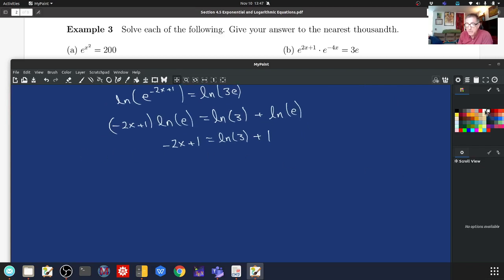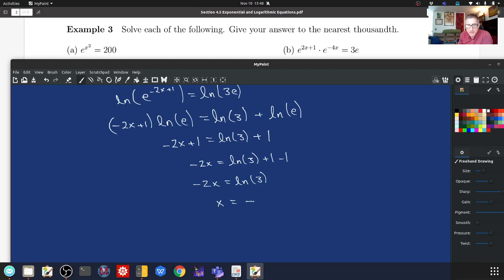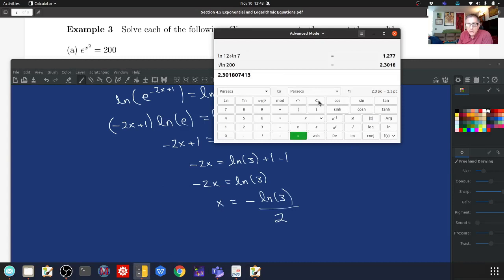So now I'm just literally solving for x. So you isolate x. So that leaves me minus 2x is equal to the natural log of 3 because the 1's end up canceling. And now I'm just going to simply divide both sides by minus 2. And we want this to the nearest 1,000th. So let's do it.